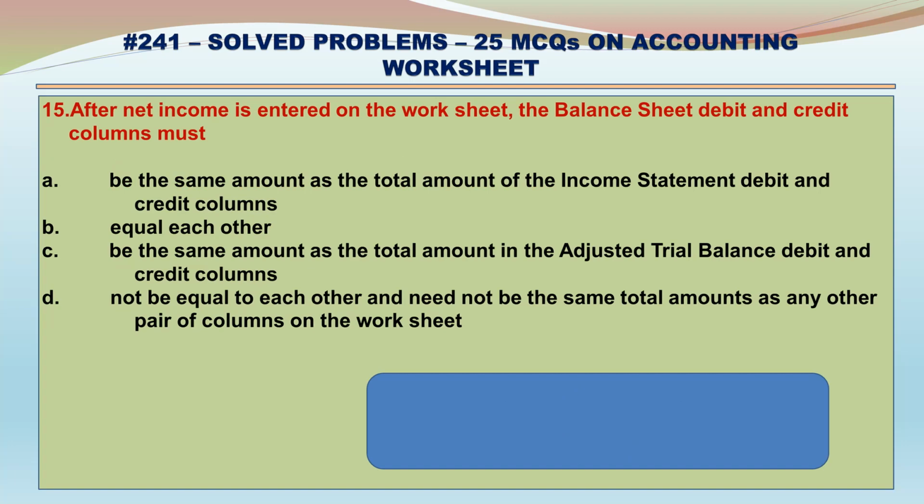15. After net income is entered on the worksheet, the balance sheet debit and credit columns must: Option A. Be the same amount as the total amount of the income statement debit and credit columns. Option B. Equal each other. Option C. Be the same amount as the total amount in the adjusted trial balance debit and credit columns. Option D. Not be equal to each other and need not be the same total amounts as any other pair of columns on the worksheet. Answer B. Equal each other.